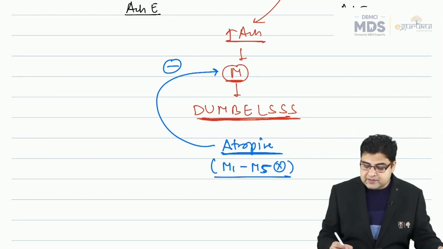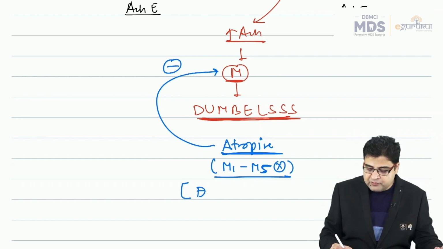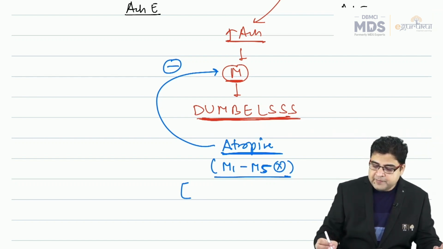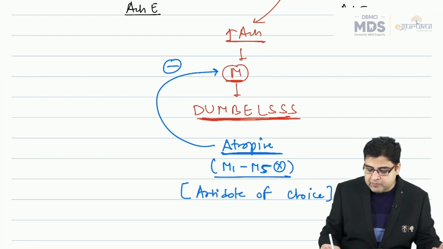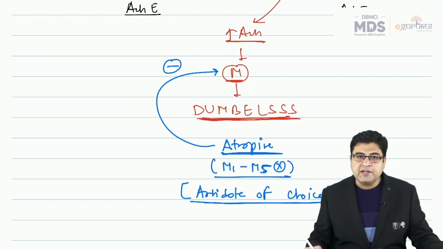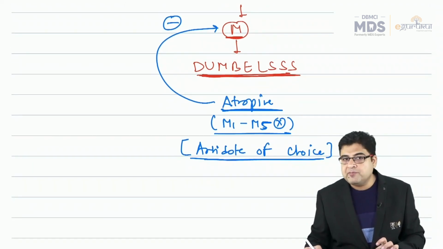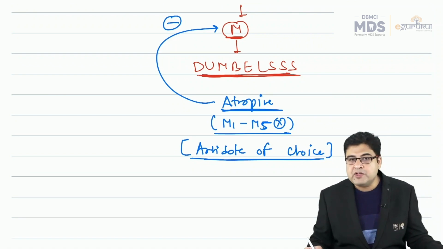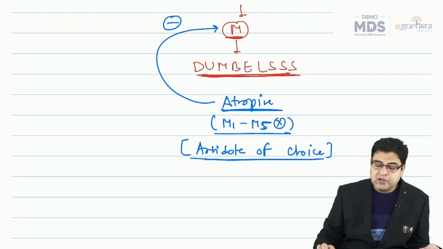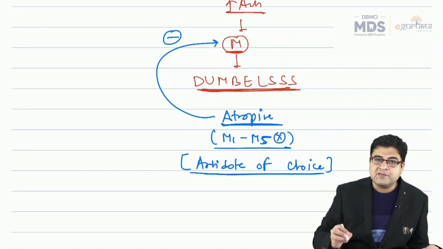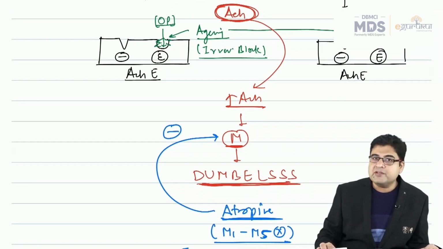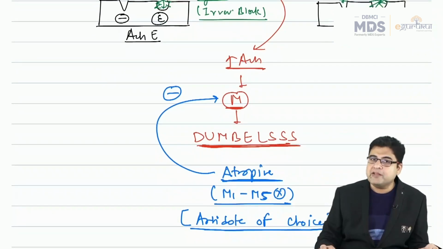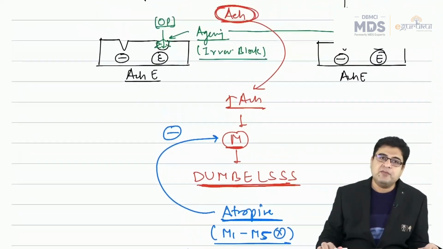So this medicine is considered the antidote of choice, the drug of choice for the treatment of OP poisoning, organophosphate poisoning, and carbamate poisoning, because this medicine will take care of all the symptoms which are responsible for this poisoning. All symptoms which are seen in this patient can be blocked by atropine. It's the best medicine for the treatment of this condition.